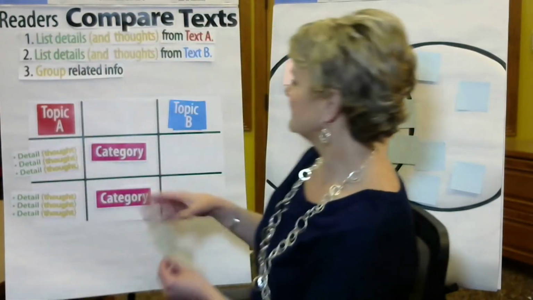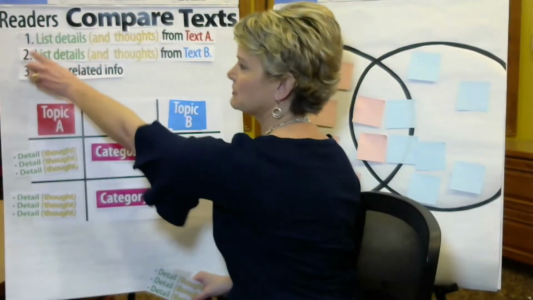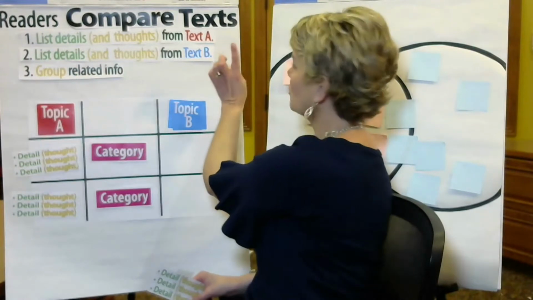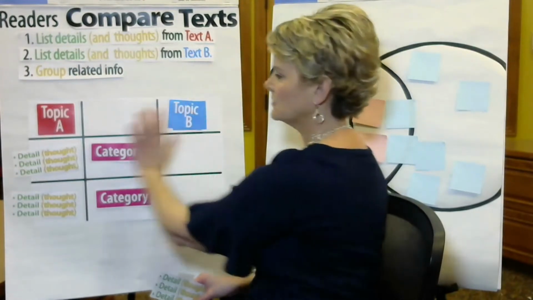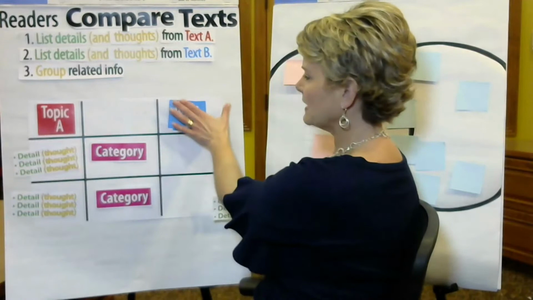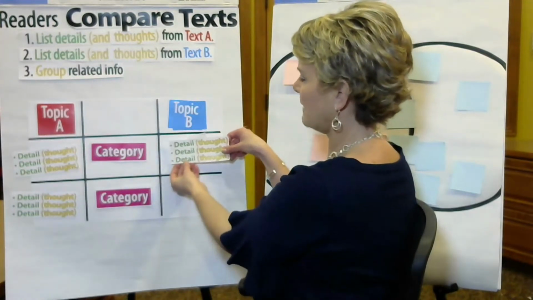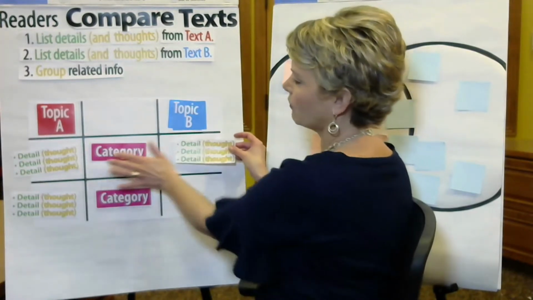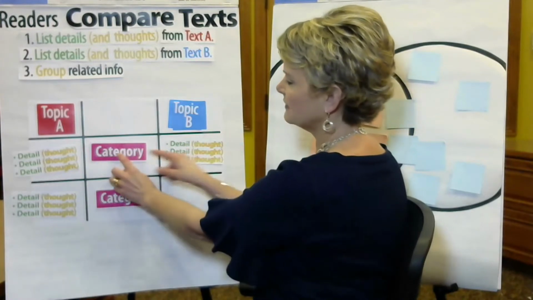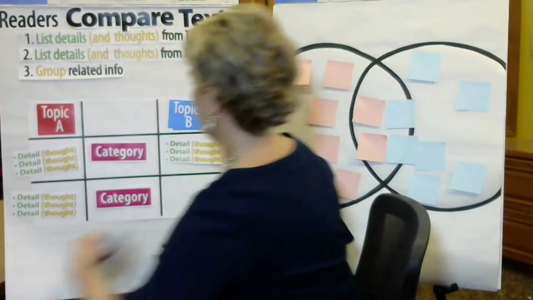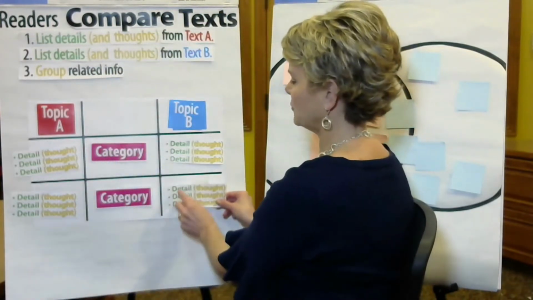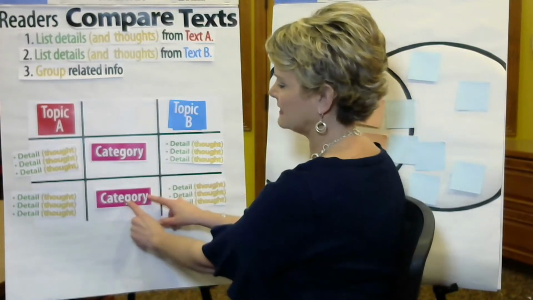I collect, then I forget about text A, right? Step 2 is all B, right? It's all about text or topic B. So I forget about A, and now I'm reading all about text B or topic B. I'm collecting details, but I'm organizing them into this category. And again, I'm collecting more and more information that I'm learning, and I group it by this category.